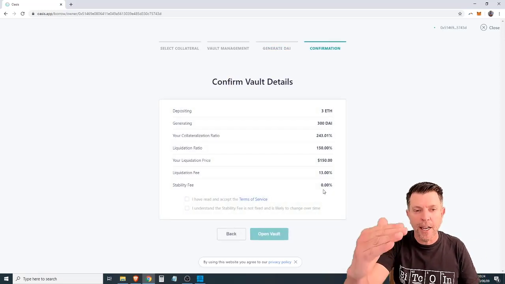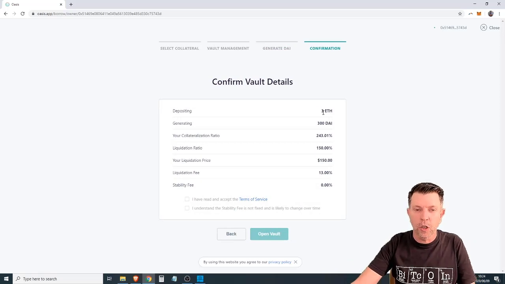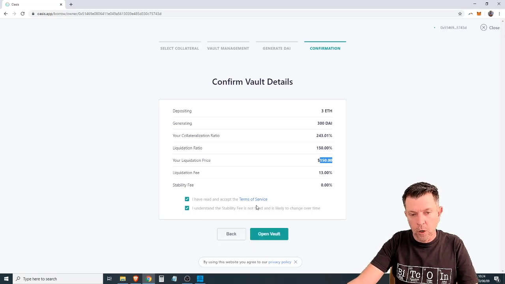How cool is that? It asks you to check everything. You're depositing 3 Ethereum, generating 300 DAI. That's my liquidation price. It's just a coincidence that those two are the same. Liquidation fee 13%, you can't do anything about that. And stability fee, there is no interest on the loan. You need to accept everything. You need to understand the stability fee is not fixed and it can change over time.